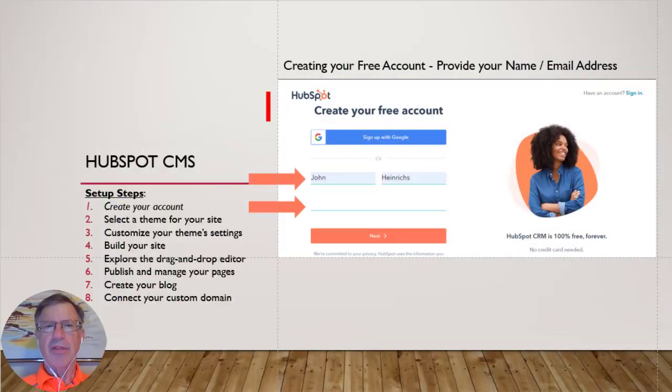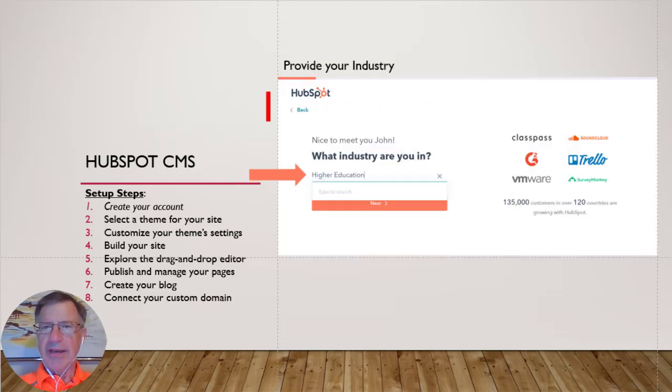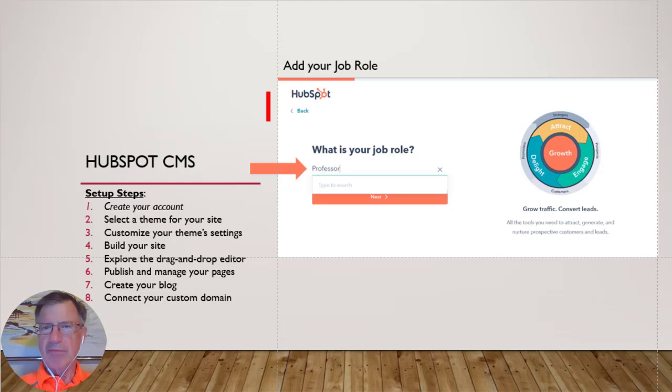So to start with, creating your account. First thing you want to do to create your free account, sign in. So as you can see here, I entered my name and my email address. Then the system asks, what industry are you focused on? For me, it'll be higher education. But select this and see what you want your website in. Your job role.